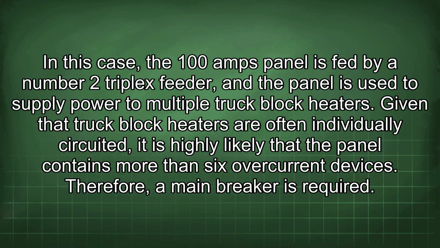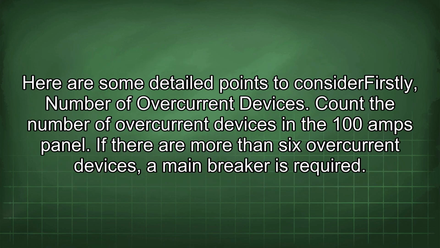In this case, the 100 amps panel is fed by a number 2 triplex feeder, and the panel is used to supply power to multiple truck block heaters. Given that truck block heaters are often individually circuited, it is highly likely that the panel contains more than 6 overcurrent devices. Therefore, a main breaker is required. Here are some detailed points to consider.